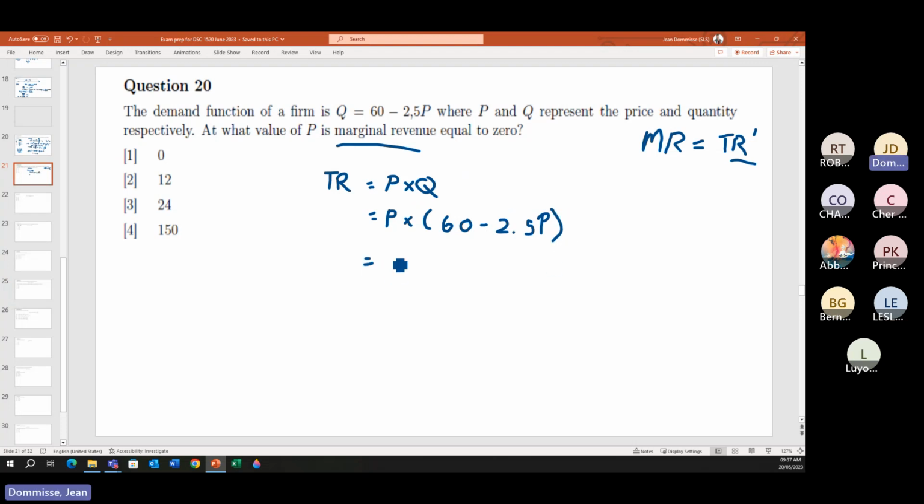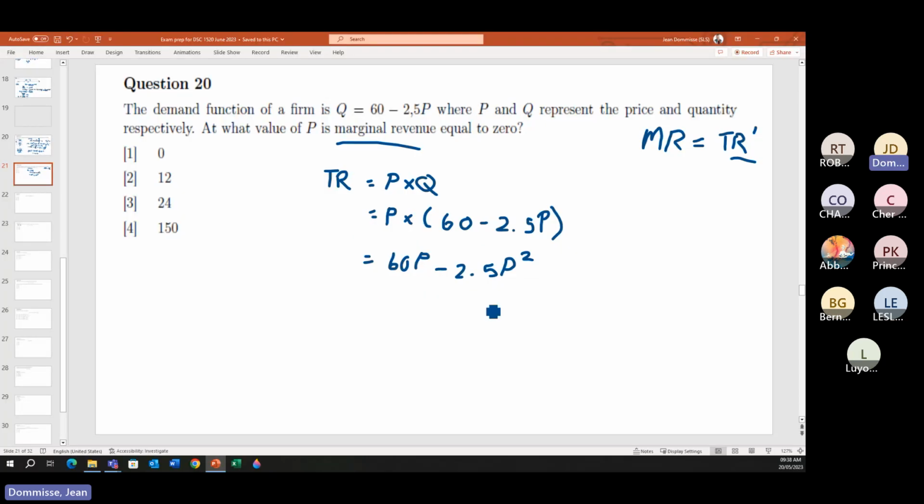And then we need to multiply in. We just need to do that so that we can get to a function. So 60p minus 2p to the power of 2. Okay, so there's our total revenue curve.